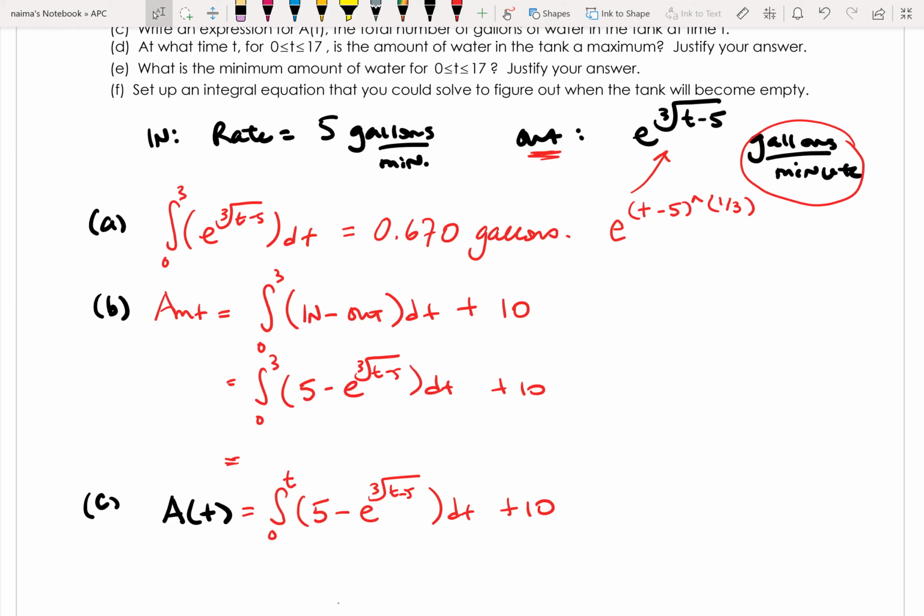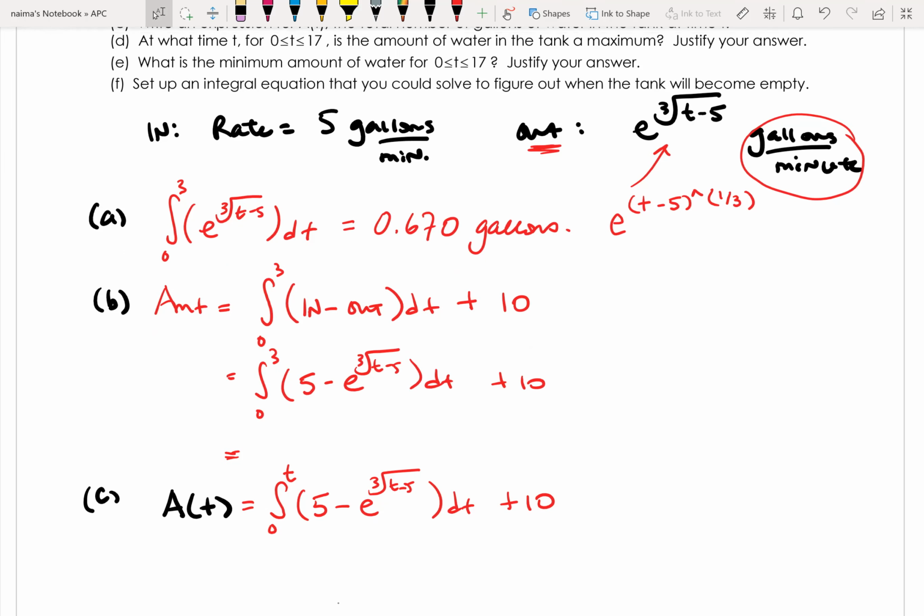My calculator is ready to integrate now, so it's doing its thing. Well, maybe it's not ready to integrate. Okay, so for part D, it says at what time between 0 and 17 is the amount of water in the tank a maximum? So we're doing a maximizing question here. So if I wanted to maximize or minimize, oh, wait a second, I've got a number to put in here, 14.330 gallons.